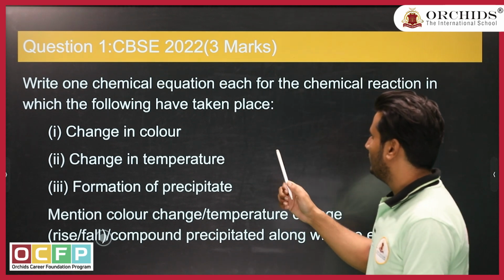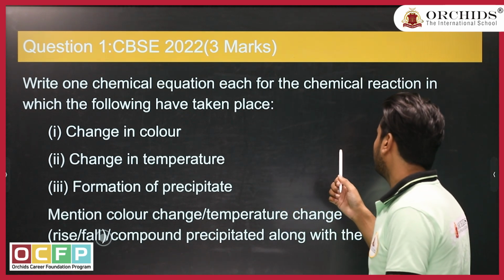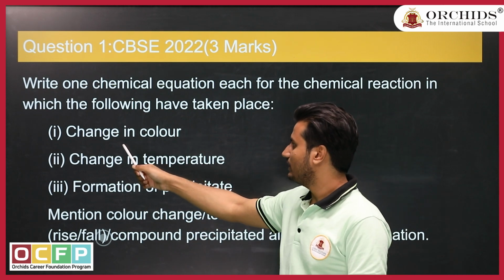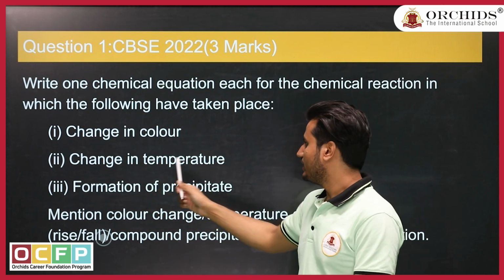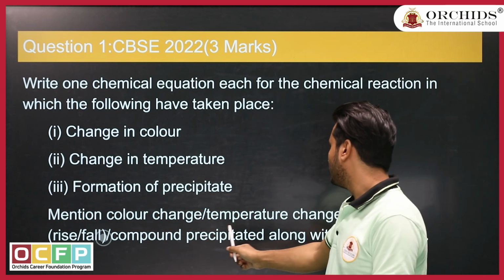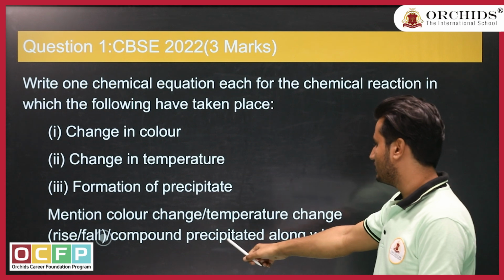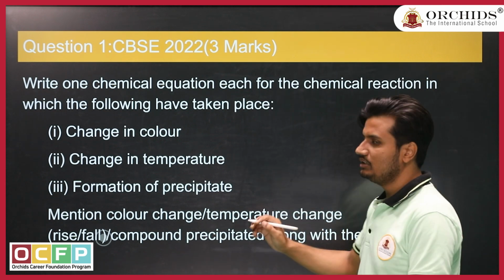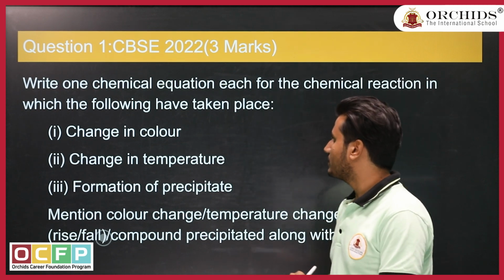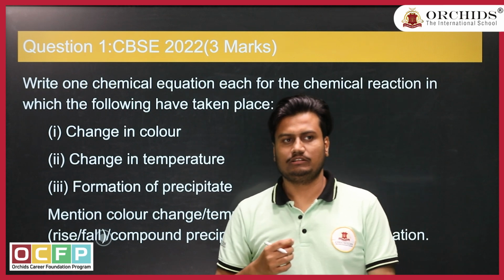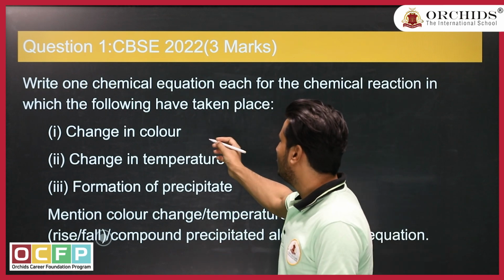Write one chemical equation for each of the following reactions. They are asking change in color, change in temperature, formation of precipitate. Mention the temperature change, rise and fall, and the compound precipitated along with the equation. So first we will start with our first one, change in color. A very popular equation.